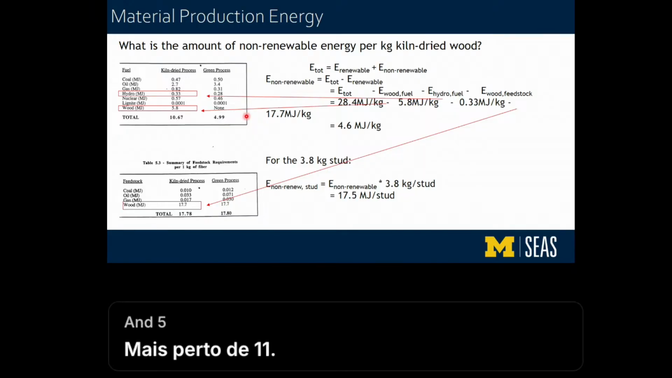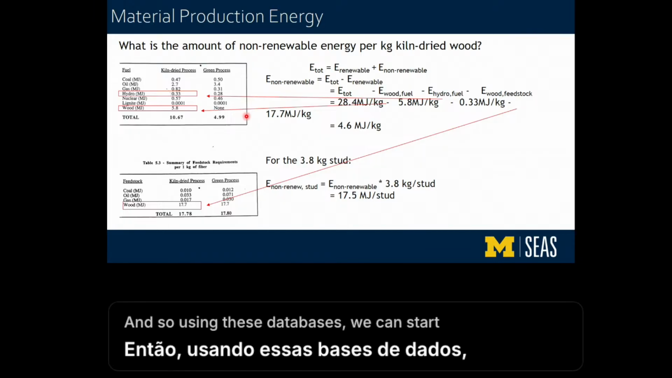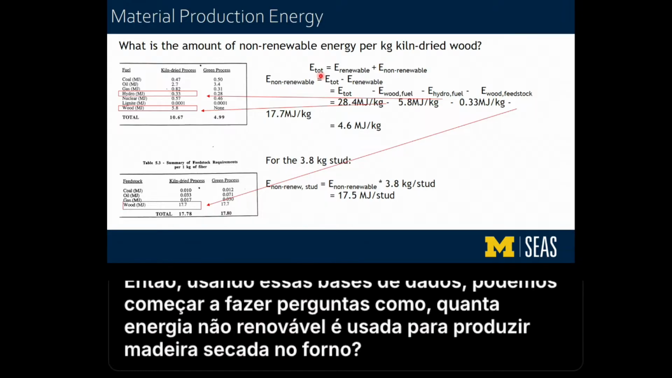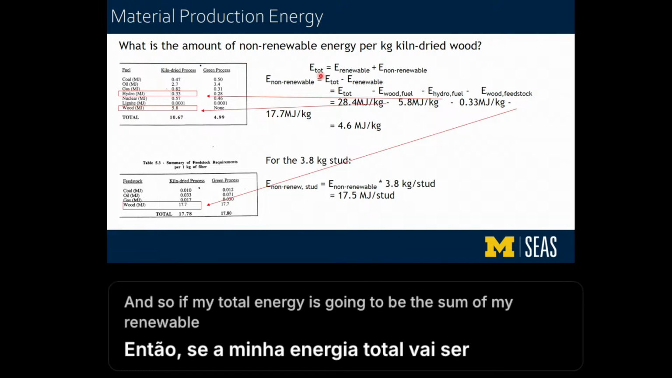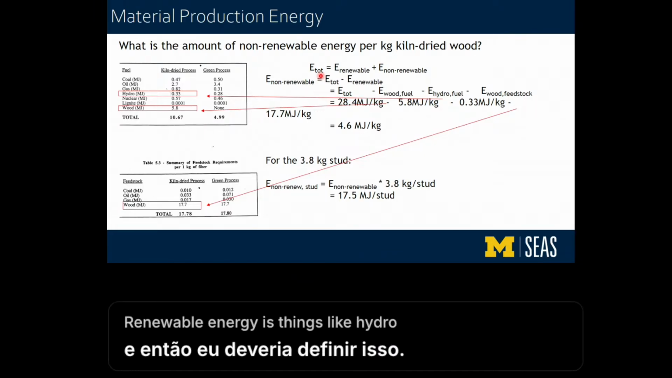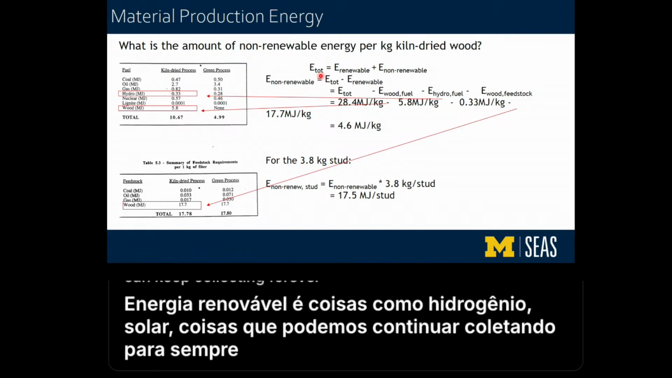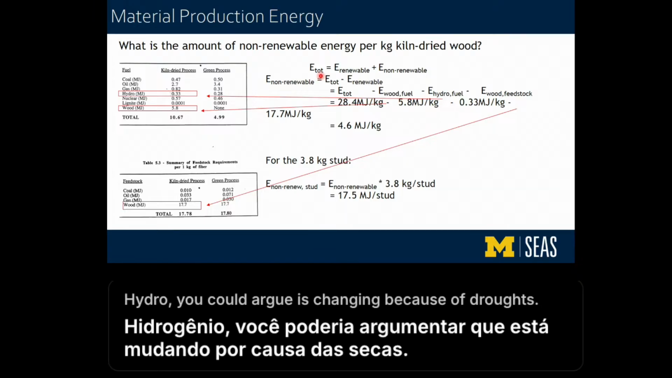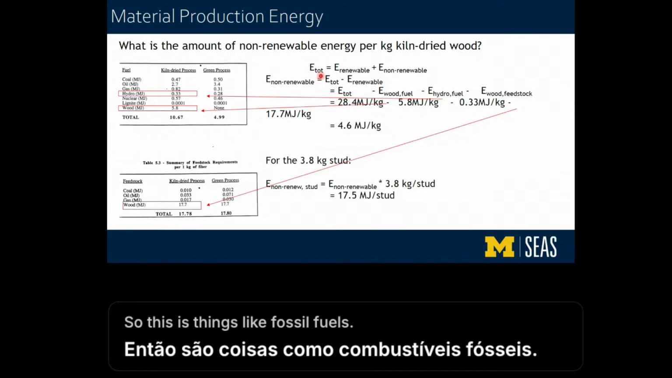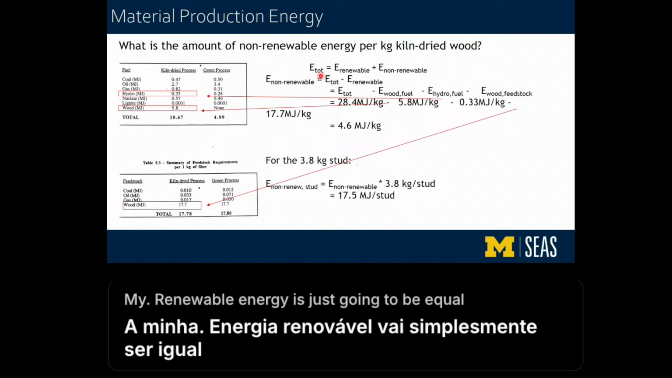And so using these databases, we can start asking questions like, how much non-renewable energy goes into producing kiln-dried wood? If my total energy is going to be the sum of my renewable energy plus my non-renewable energy, I should define those. Renewable energy is things like hydro, solar, things that we can keep collecting forever without them running out. Hydro, you could argue, is changing because of droughts. And non-renewable energy are energy forms that are limited. We will run out of them eventually. So this is things like fossil fuels. My non-renewable energy is just going to be equal to the amount of total energy minus my renewable energy, right?